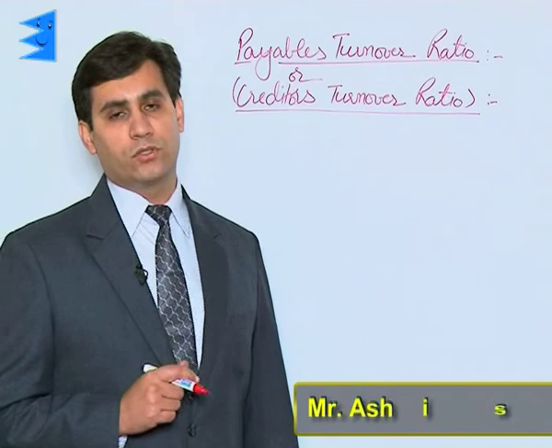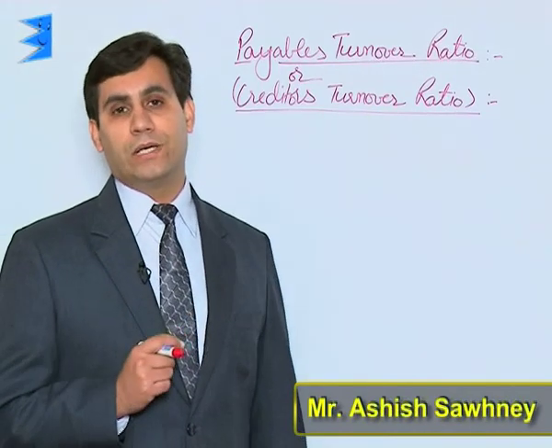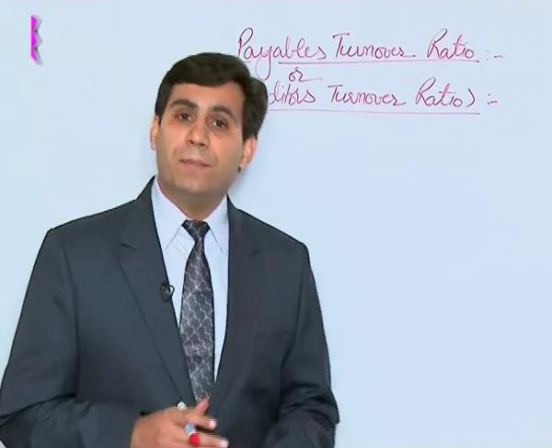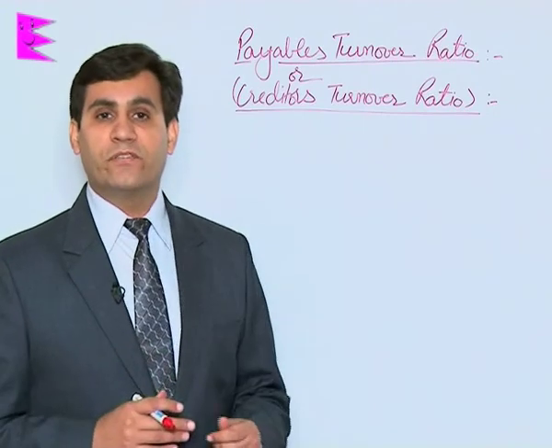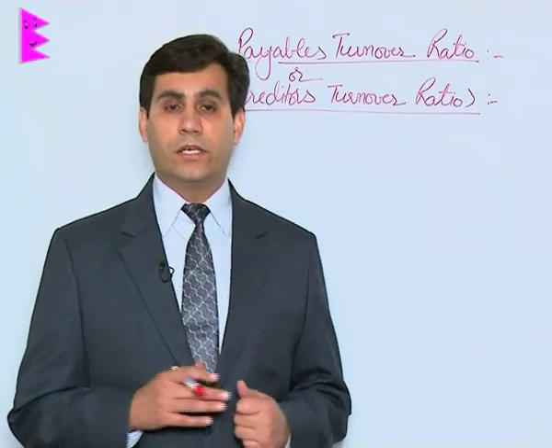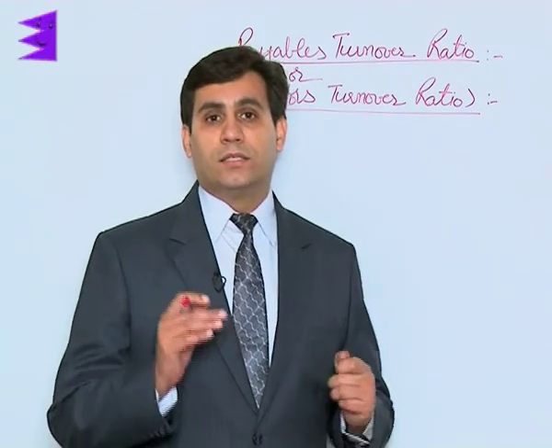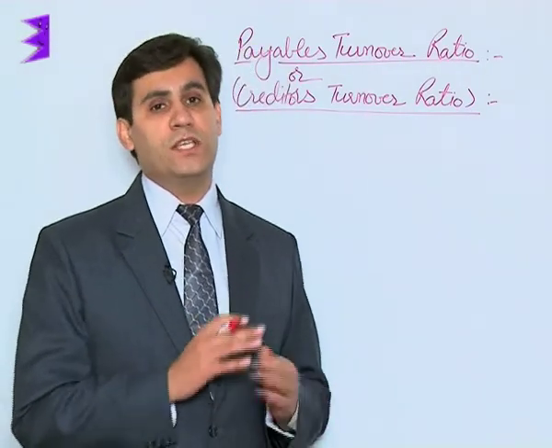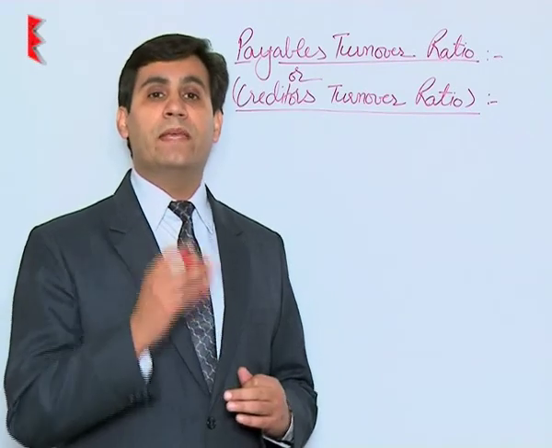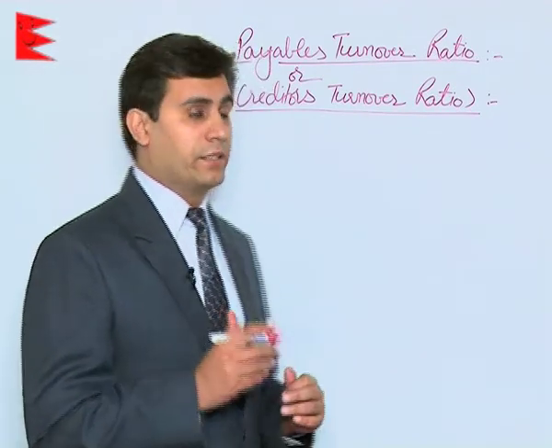The next activity ratio is payables turnover ratio. Since the payment is made to creditors, it is also referred to as creditors turnover ratio. So now students, what does this ratio actually tell us? This ratio comments upon the efficiency of the business while making the payment to its creditors.